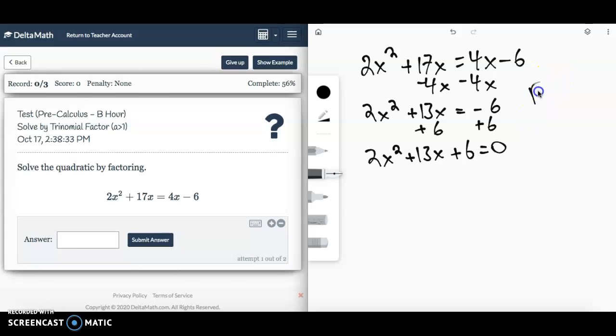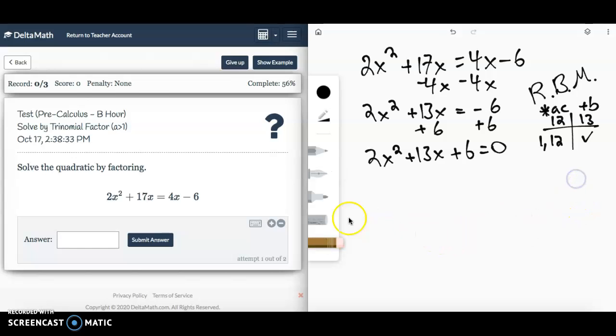So this is where we use our reverse box method, okay? To do that, we first figure out what multiplies to AC and adds to your b value. Here my AC would be 12 because I do 2 times 6, and my b value would be 13. So what multiplies to 12 and adds to 13? Well, that would be 1 and 12. It's a pretty easy one.